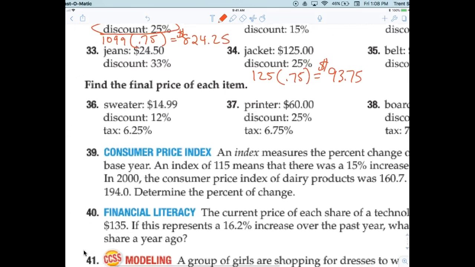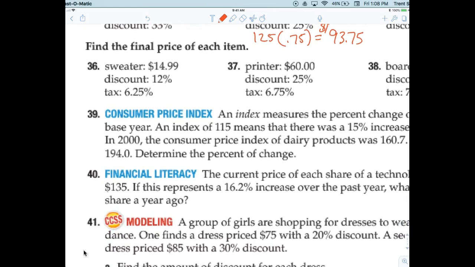36. All right, again, tricky problem. Madeline is up. You're on 36. You want to buy a sweater that's $14.99. It's discounted 12%, but you have to pay a 6.25% tax. I want to know what the total bill is. Tell me how to set that up. Quickly, go. So you do 14.99 times 0.88 times 1.0625.